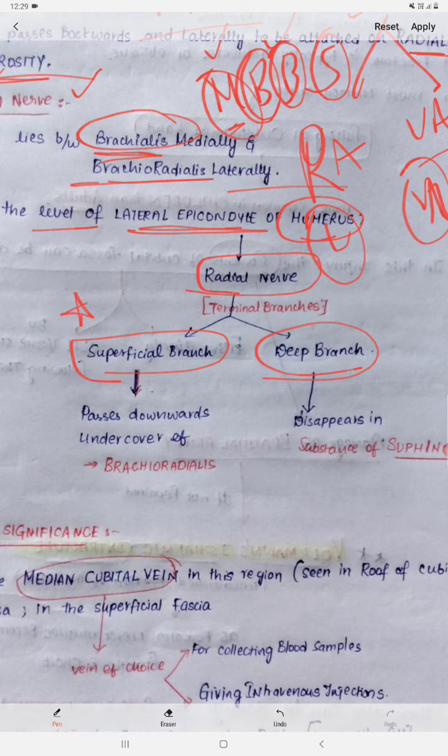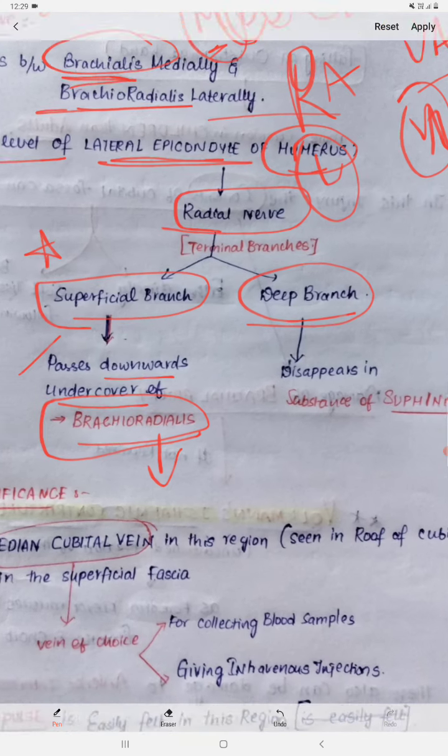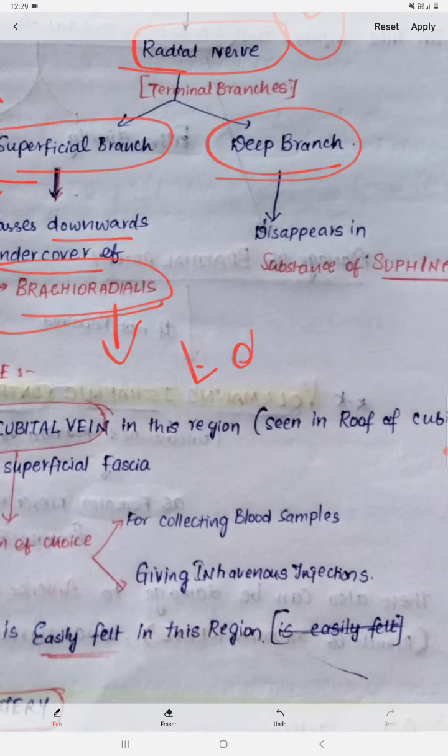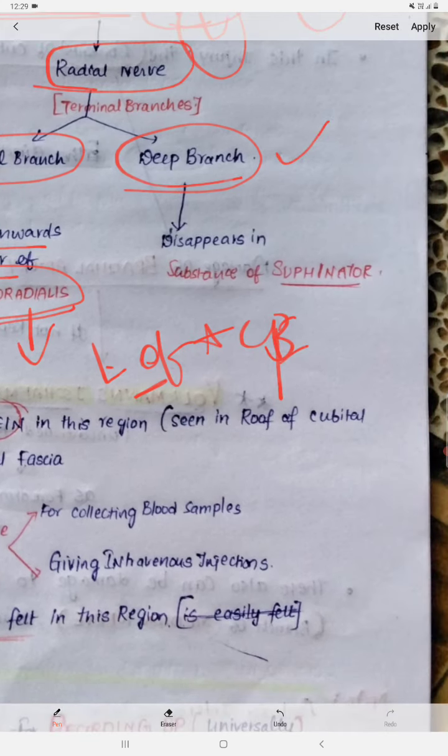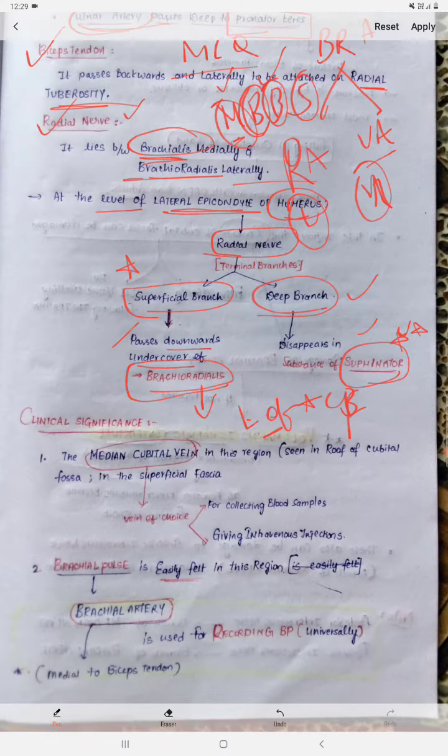And now, what makes the content of the cubital fossa? Yes, the superficial branch of the radial nerve makes the content, because it passes downward under the cover of the brachioradialis. How is the brachioradialis related to the cubital fossa? It is the lateral boundary of the cubital fossa. Then the deep branch will disappear in the substance of the supinator. This is all about the contents of the cubital fossa.